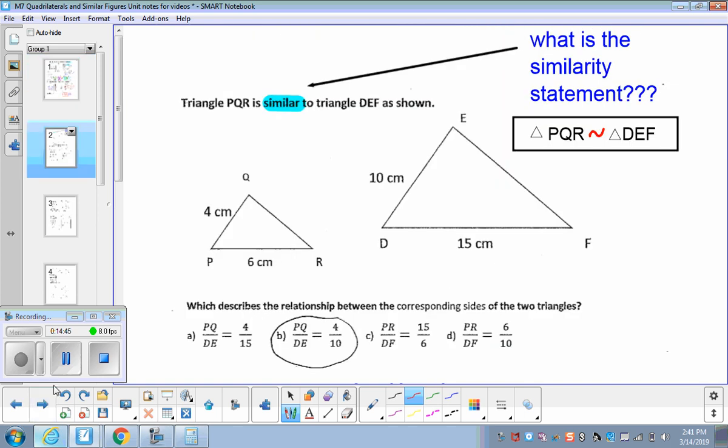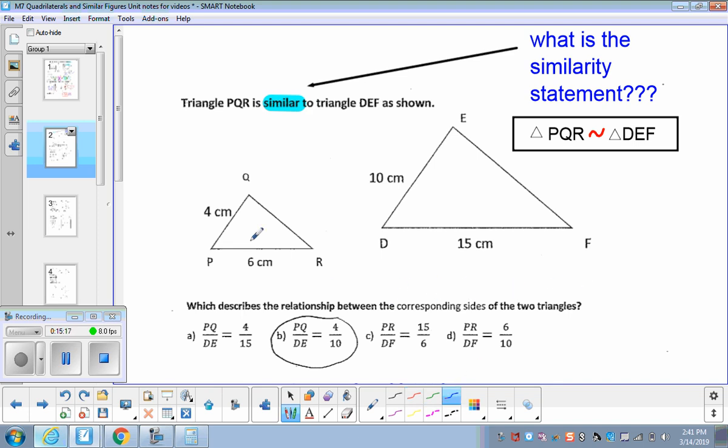And we're going to take a look at the similarity statement off to the side. We're told that triangle PQR is similar to triangle DEF. And I wanted to remind you guys that this is what the similarity statement would look like. This is literally saying the exact same thing, that triangle PQR is similar to triangle DEF. The question here is asking which describes the relationship between the corresponding sides of the two triangles.